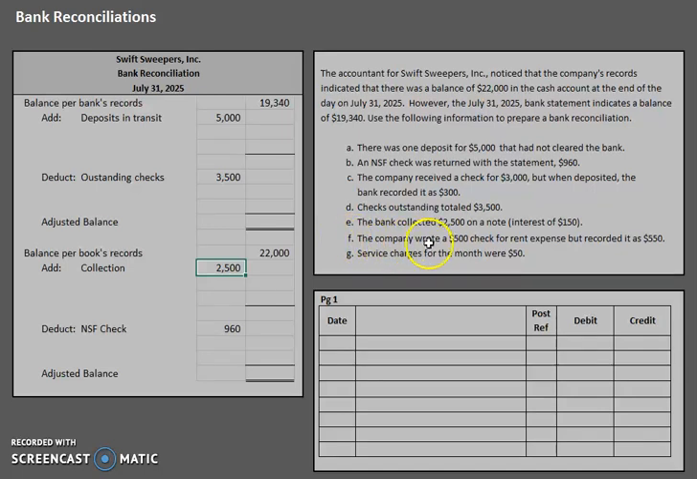Now for F, the company wrote a $500 check for rent expense but recorded it as $550. So here we have another error. So again, let's leave errors for the very end.